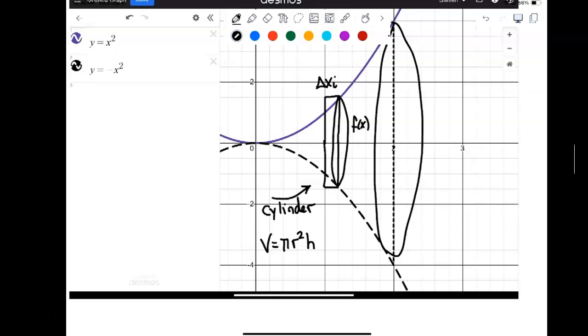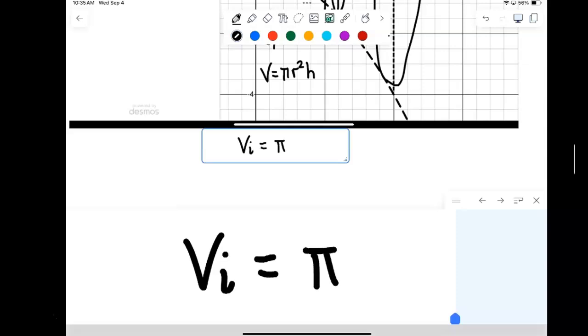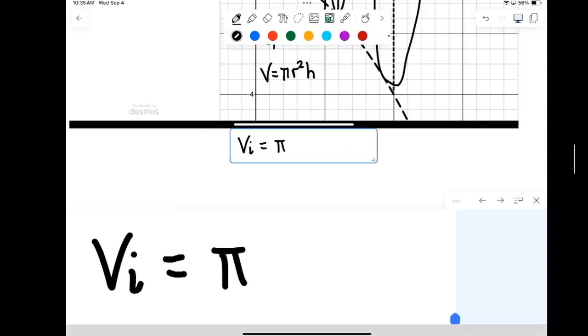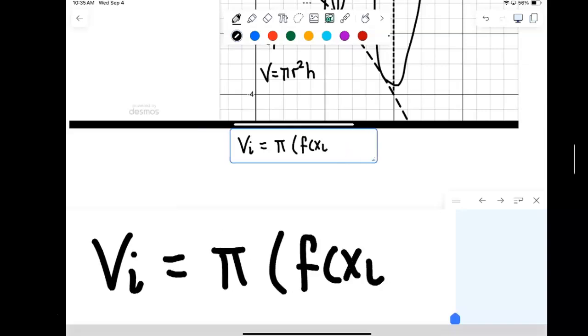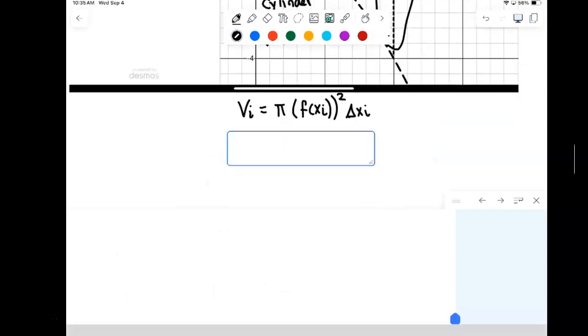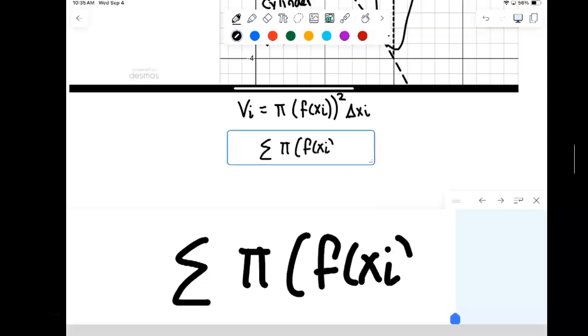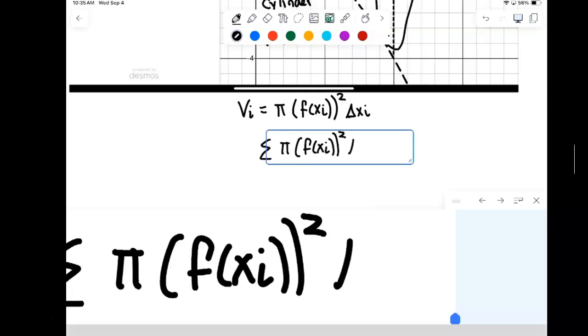So using our volume formula there, we would get our approximation step. V sub i would be pi times the radius of our cylinder, which is the function f of x i, squared, and then h is just our delta x i. So that would be our approximation step. We're then going to add all of those volumes up, so we have the sum of pi f of x i squared delta x i.